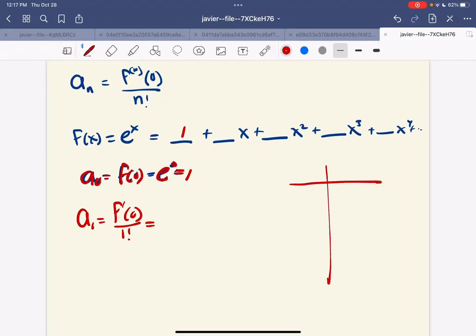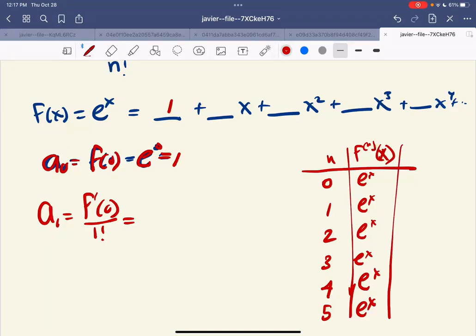And the nth derivative at 0. So for 0, the 0th derivative is nothing, just e to the x. For 1, it's e to the x. The second derivative is e to the x. Well, this is so easy. All the derivatives are e to the x. This is a super good one to start off with because it's so easy.